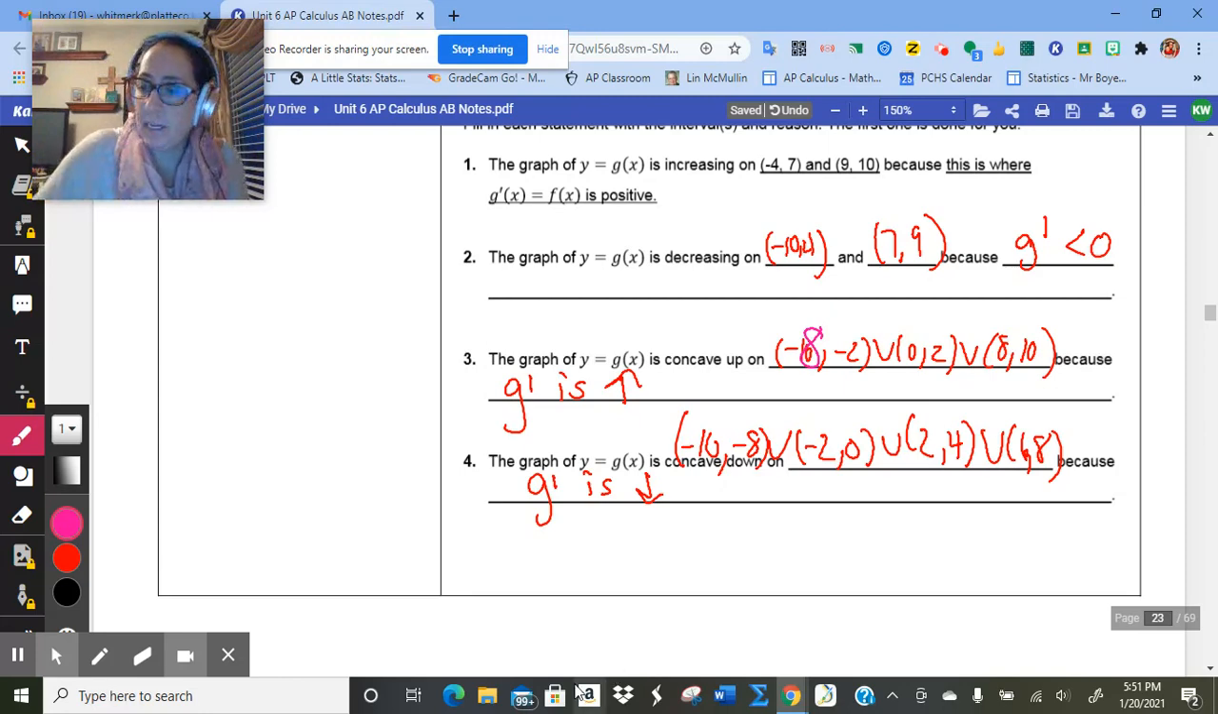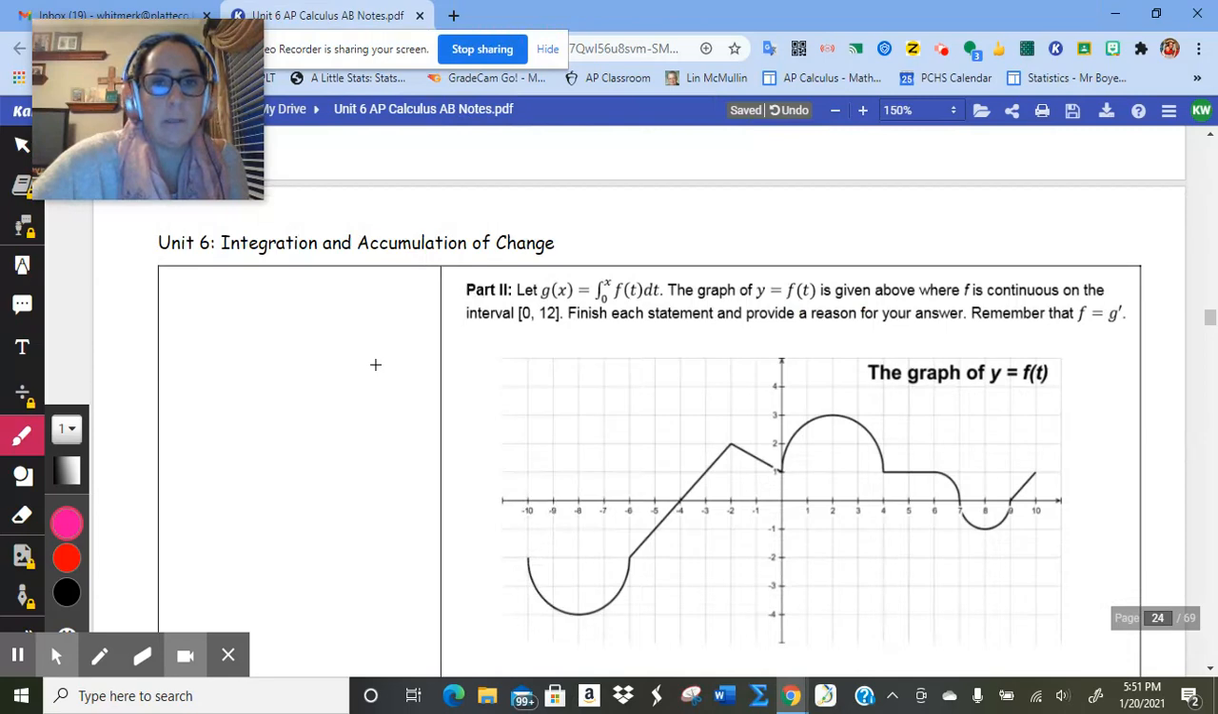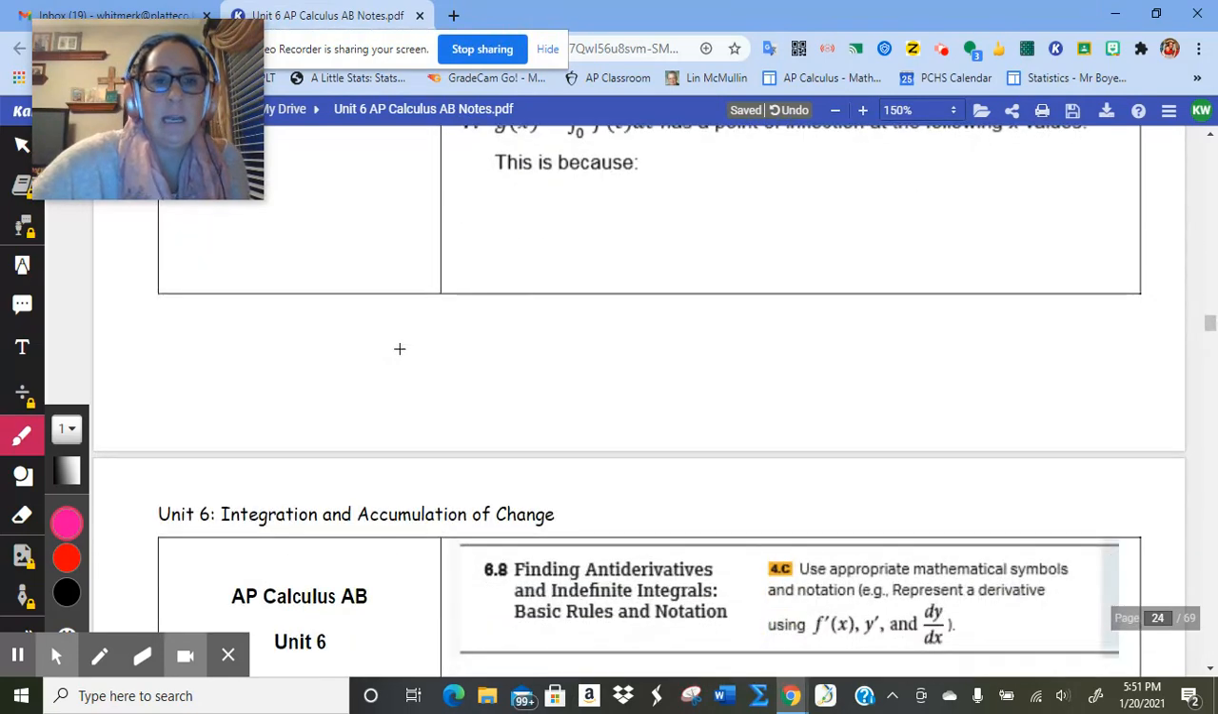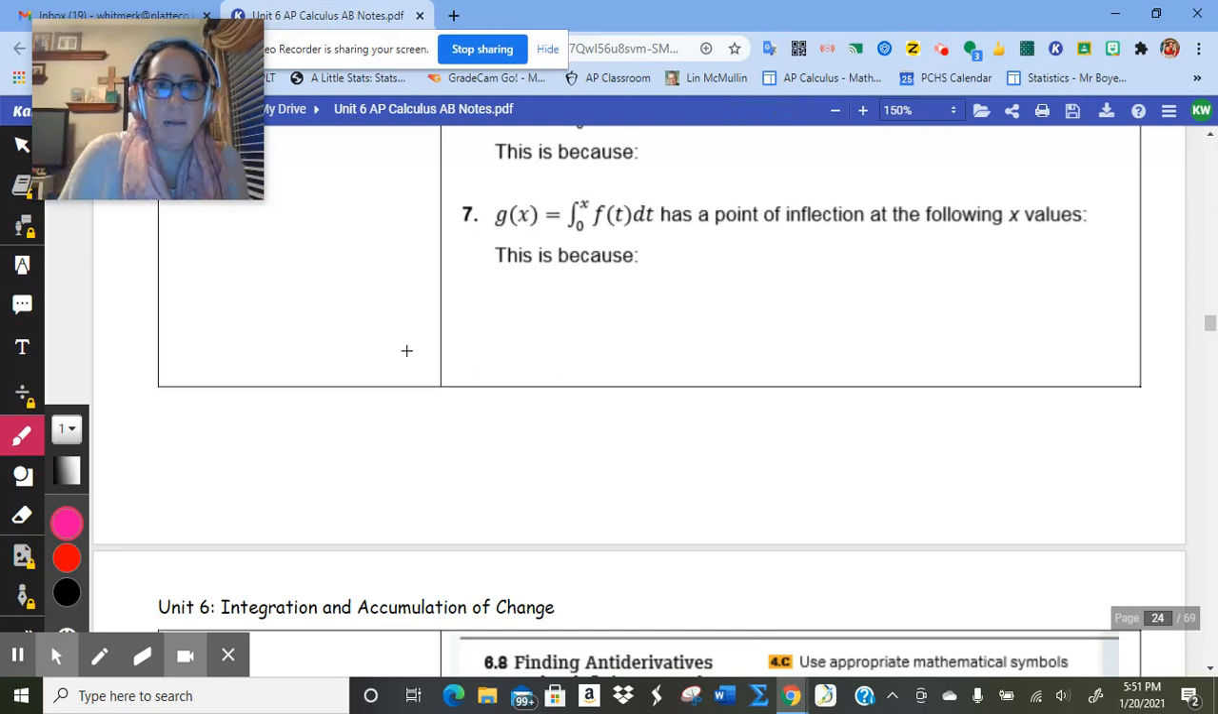Then the last page is just going to be some extra review if you need it. Okay. Just kind of doing a little bit more with these and making sure you really have this down. All right. Good job.